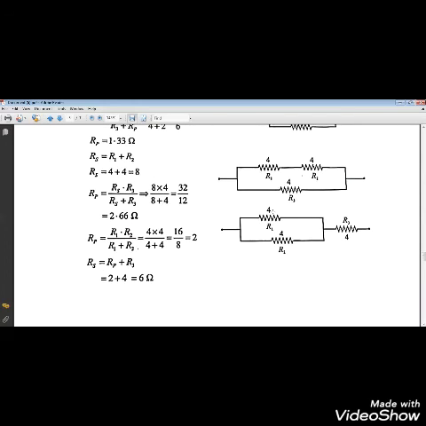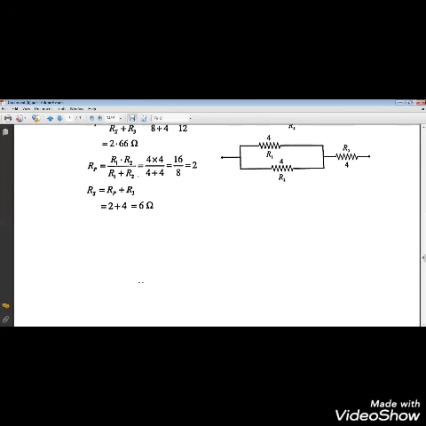Okay. Then in the same way we are connecting like this. R1 and R2 are in parallel, and R3 is connected to that in a series connection. Then R1 R2 divided by R1 plus R2, that is 4 fours are 16, 4 plus 4 is 8, so 16 divided by 8 is found to be 2. Then the effective resistance Rs is taken as Rp plus R3, which is equal to 2 plus 4, that is equal to 6 ohm, right?